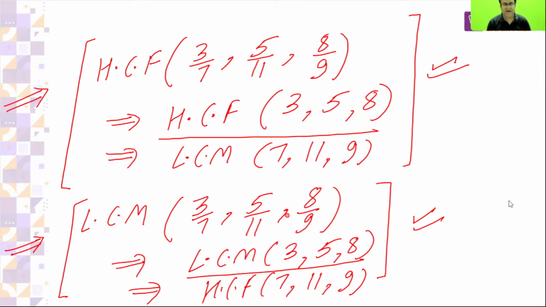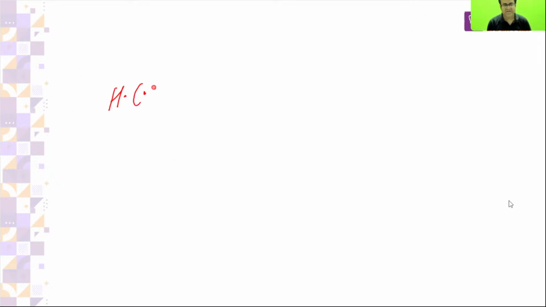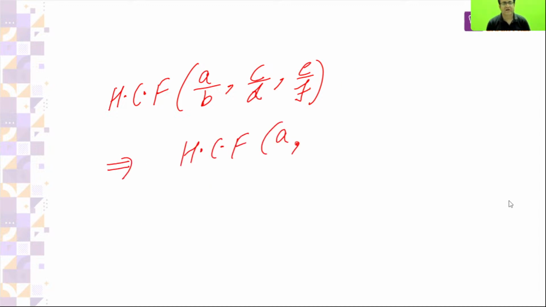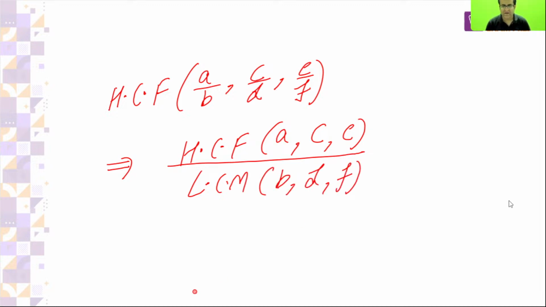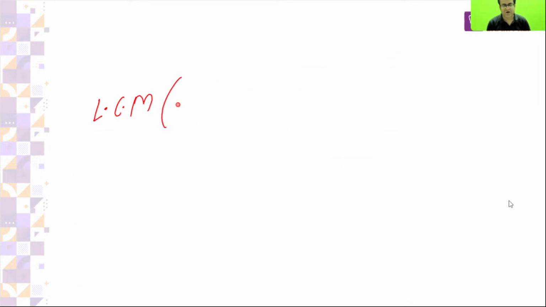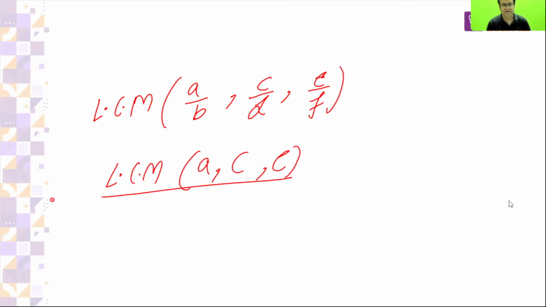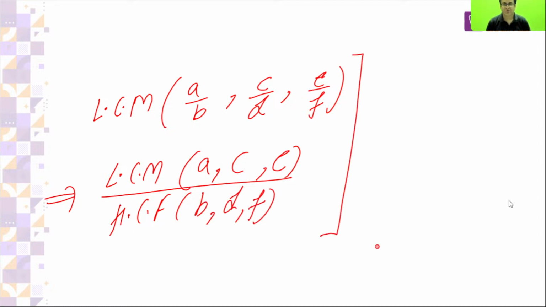I was saying, if they ask you how to find the HCF of fractional parts, let's say A by B, C by D, E by F, and you are supposed to find the HCF, what will you do? HCF of numerator and LCM of denominator. Is this clear? Everybody is clear with the same? That's great. If you are supposed to find the LCM of A by B, C by D, E by F, then take LCM of numerator and HCF of denominator. So it's clear to everyone, I think.